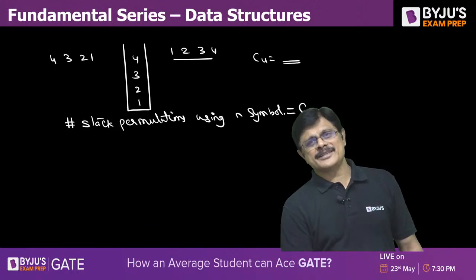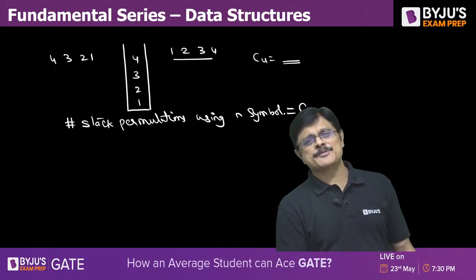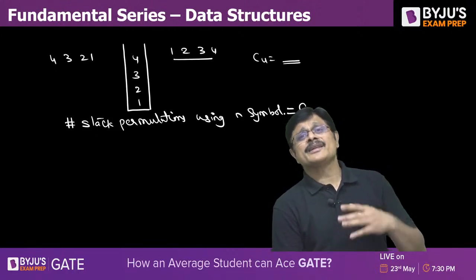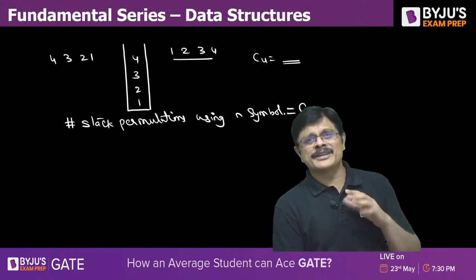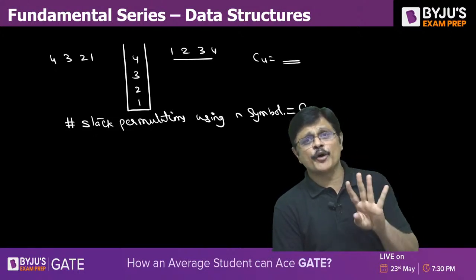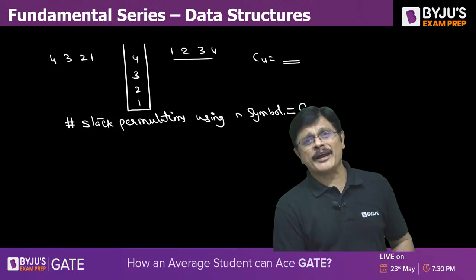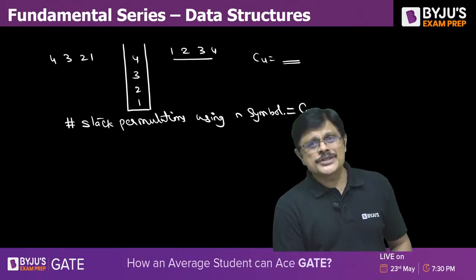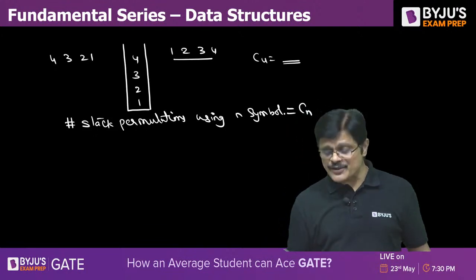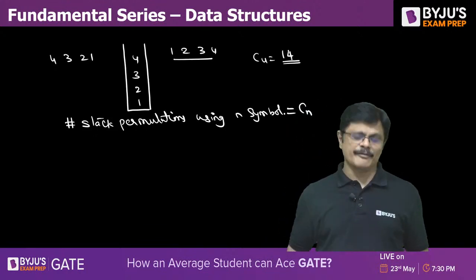See, with 3 numbers, normally 6 permutations are possible, but with the Catalan number, 5 will be possible. That is, with 3 the stack permutations are 5. With 4, normally 4 factorial. 4 factorial means how much, sir? 24. But using a stack, you can only get C4, that is 14. C4, that is 14. Very good.